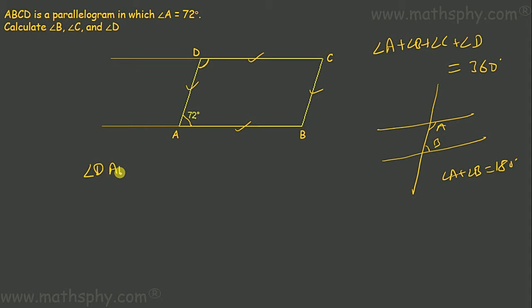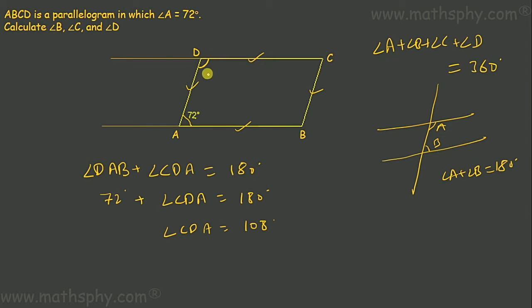So I can write angle DAB plus angle CDA put together will give you 180 degrees. Angle DAB is known to us, 72 degrees. CDA we can find out. So angle CDA will be 180 minus 72, which is 108 degrees. So this angle here is 108 degrees.